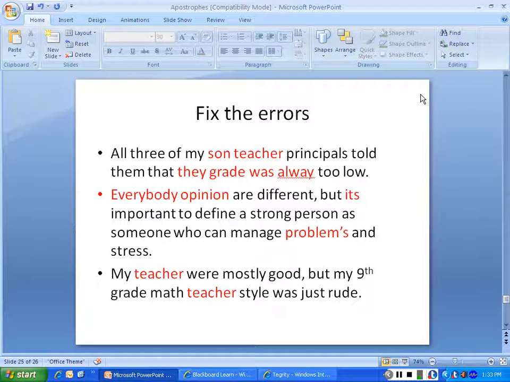It is without an apostrophe here, and we should check to see whether we mean a possessive pronoun, meaning something belongs to it, or whether we mean the verb it is. Problems has an apostrophe in it, but there's nothing in this sentence that belongs to a problem, so I think we probably are aiming for a plural here. My teacher were mostly good. Here we have a verb that indicates we're looking at more than one teacher, so we need to make it plural. And again, in the second part of the sentence, we're talking about one teacher, but the style that belongs to them.